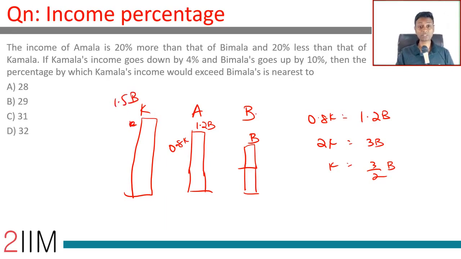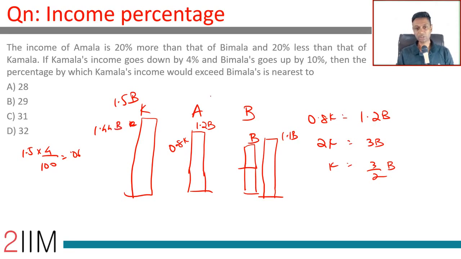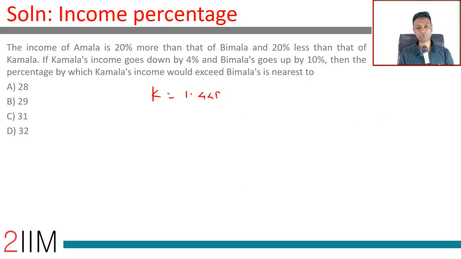Wonderful. If Kamala's income goes down by 4% and Bimala's goes up by 10%, then the percentage by which Kamala's income would exceed Bimala's income is nearest to. Bimala's goes up by 10%, so Bimala's new income would be 1.1 B. Kamala's goes down by 4%: 1.5 into 4 by 100. 1.5 into 4 is 6, 6 by 100 is 0.06. Subtract that, you get 1.44 B. Now it's very simple. Now Kamala's income is 1.44 B.